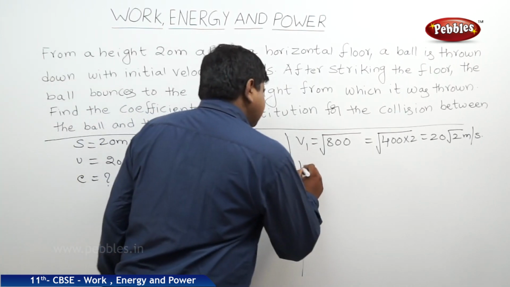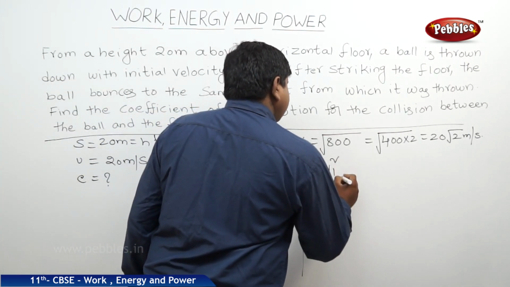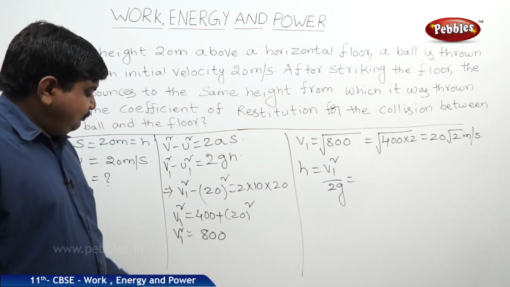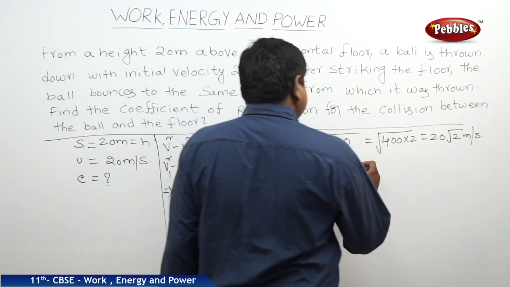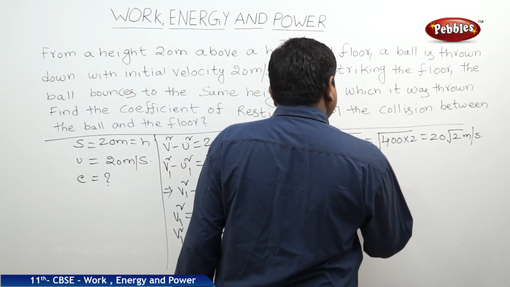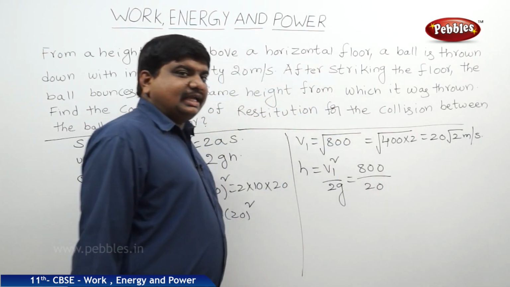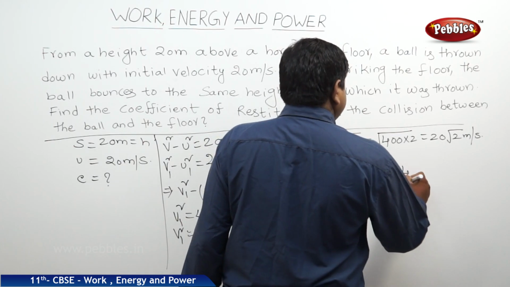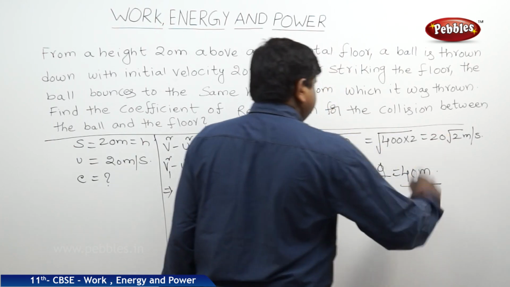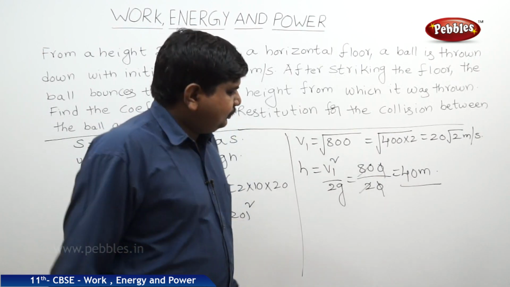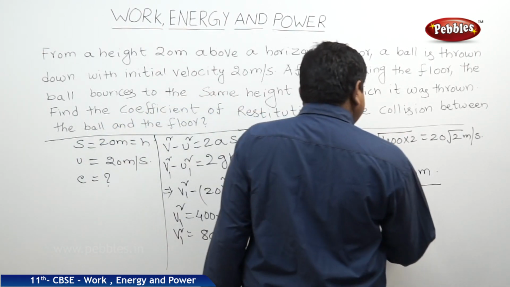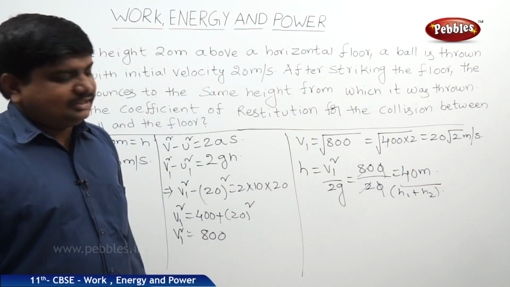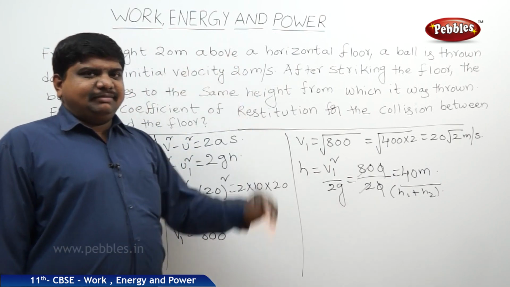The height which it has reached, h, is equal to v1 square by 2g. v1 square is 800 by 20, because we are taking g as 10. It will get 40 meters. So, this 40 we can write as h1 plus h2. So, h1 is 20 meters, h2 is 20 meters, meaning the ball went back to the same height.